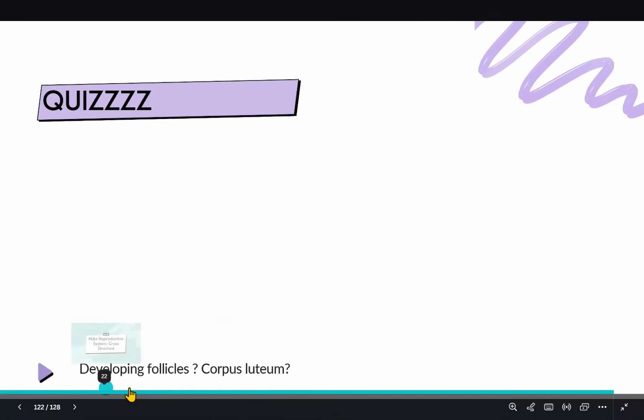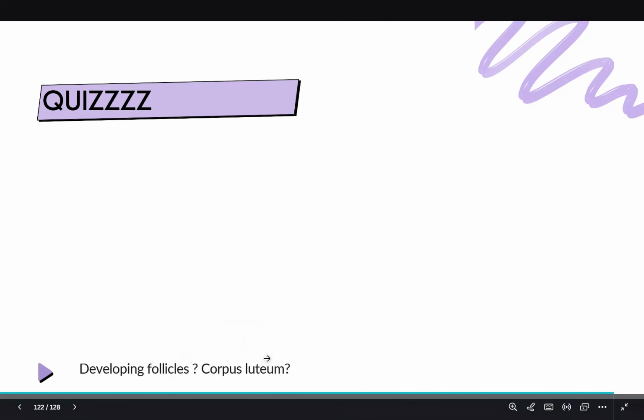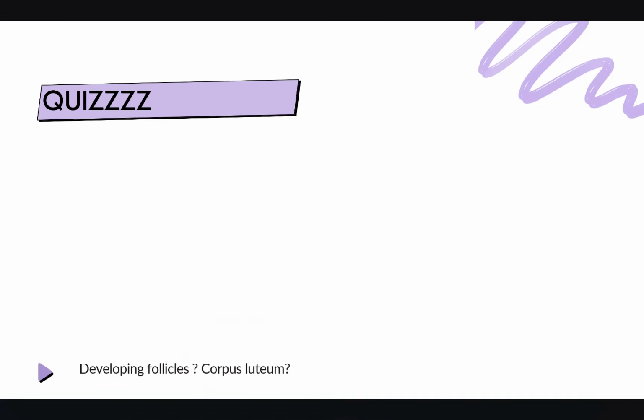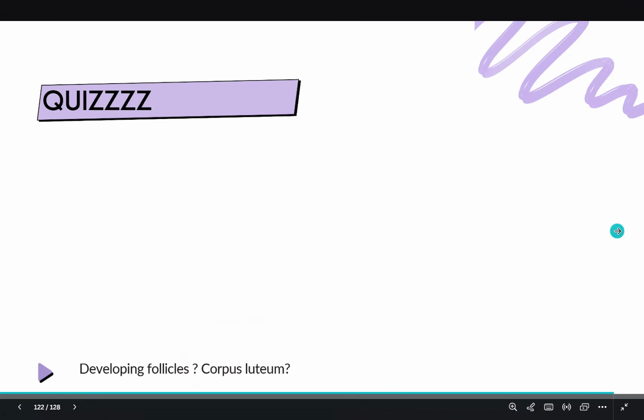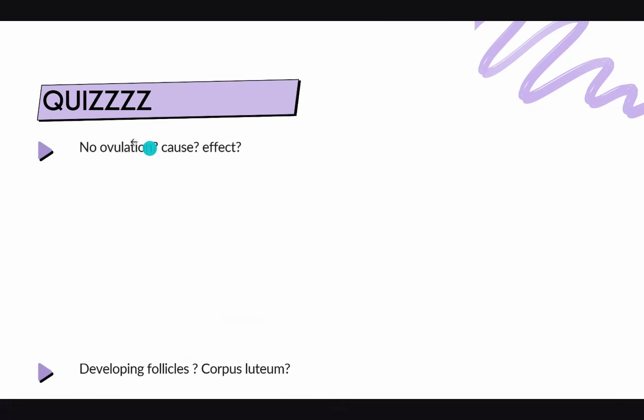Now, this is one important thing. What stimulates developing follicles? It is FSH. Now, what do developing follicles release? They release estrogen. What about the corpus luteum? The corpus luteum is kept alive by LH. What does the corpus luteum release? It releases progesterone. If there is no ovulation, what is the cause? Again, increased LH is the cause of no ovulation. What does it lead to? It leads to infertility. All right.